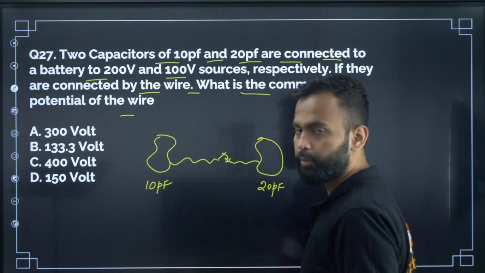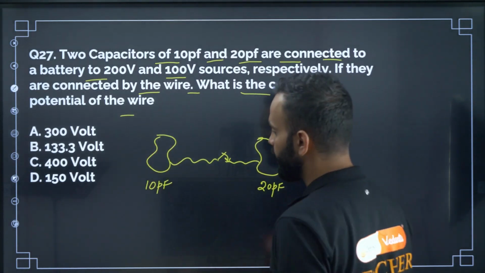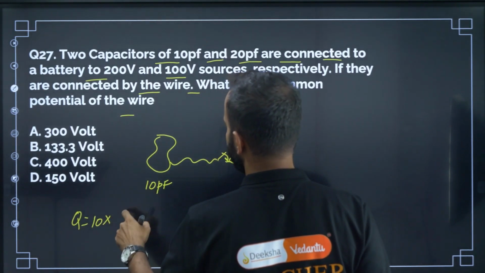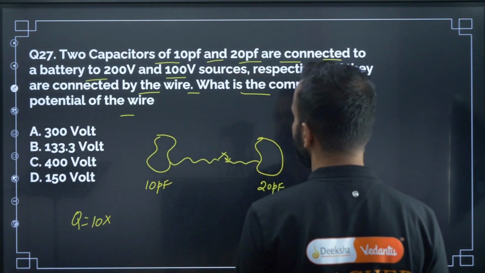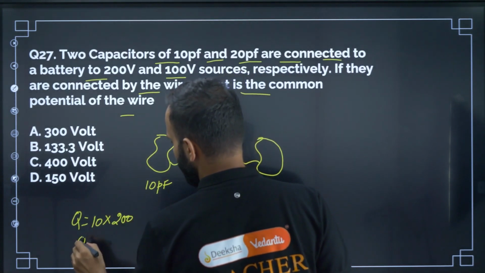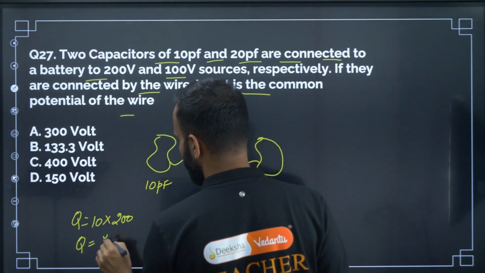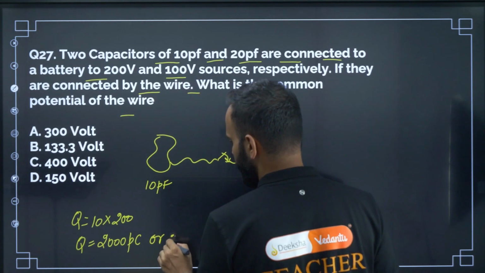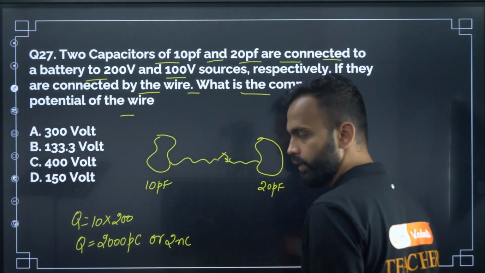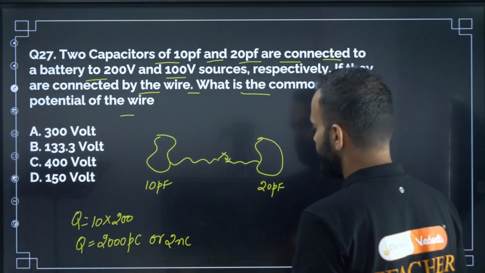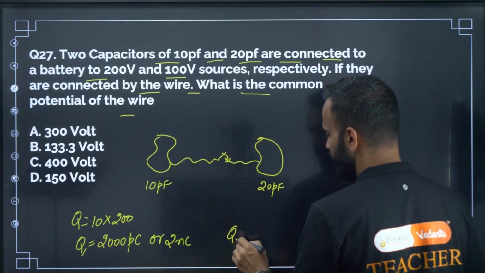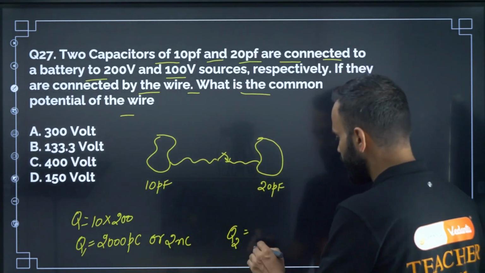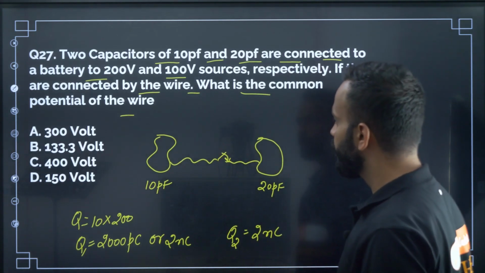So here we need to find the common potential. What is the charge on 10 picofarad? The charge on 10 picofarad is C into V, so 10 into V, where V is 200. Q equal to 10 into 200, that is 2000 picocoulomb or 2 nanocoulomb. Similarly, the charge on 20 picofarad is 20 into 100, so that will be 2000, so 2 nanocoulomb. Now we need to find the common potential.